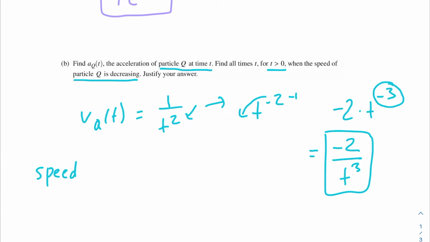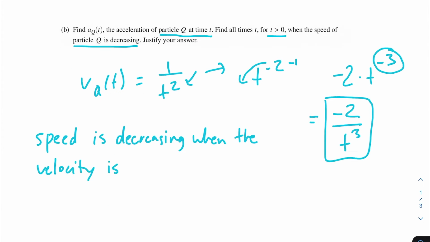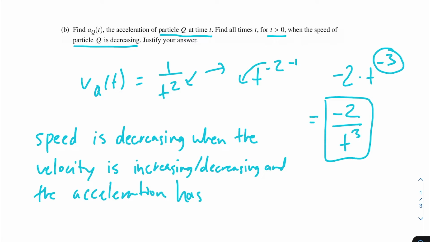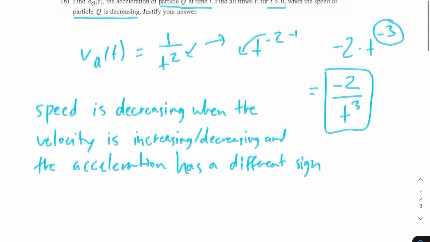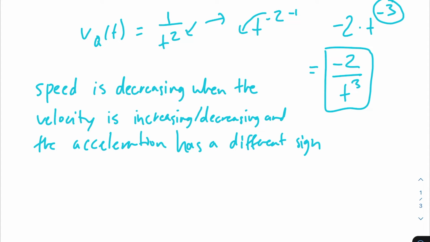Speed, here's where we need to understand the relationship between velocity and acceleration a little deeper. We would say that our speed is decreasing when the velocity is increasing/decreasing and the acceleration has a different sign. So if the velocity is increasing and the acceleration is decreasing, or if the opposite is true, if the velocity is decreasing and the acceleration is increasing. This should make sense. Let's see.